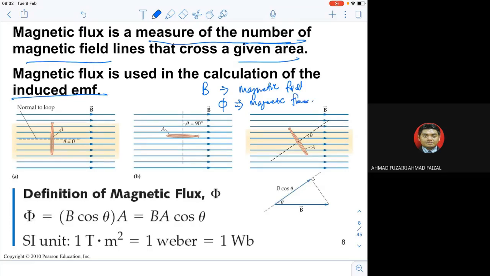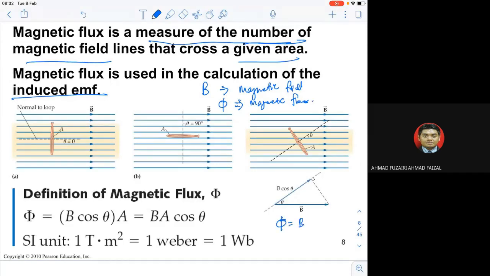What is the difference between magnetic flux and magnetic field? Magnetic field is just a medan magnet. That means how powerful is the magnet. So that is the magnetic field. But the magnetic flux is much more focused on the area, because when you want to learn about magnetic flux, it also involves area. What type of area are we talking about now? So the definition of the magnetic flux is BA cos theta.